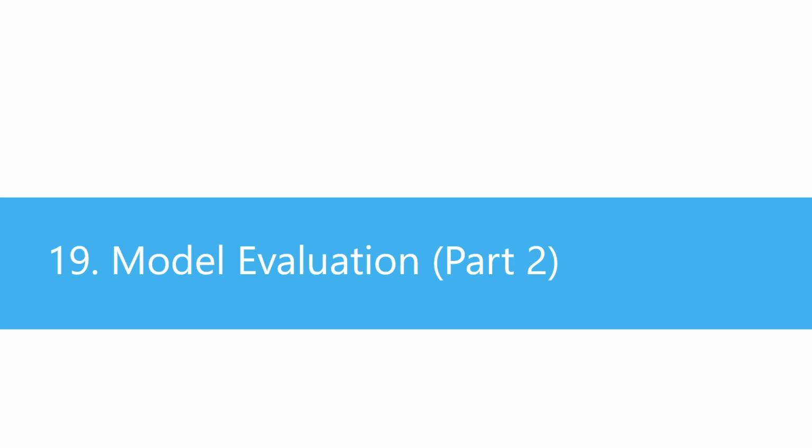Chapter 19 Model Evaluation Part 2. The evaluation metrics introduced in the previous chapter include shortcomings and trade-offs. To overcome these problems, several more balanced and more complex indicators have been proposed. In this chapter, we will learn those advanced metrics.